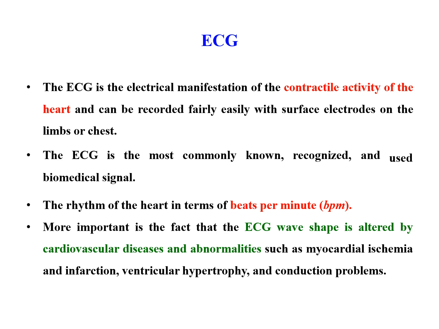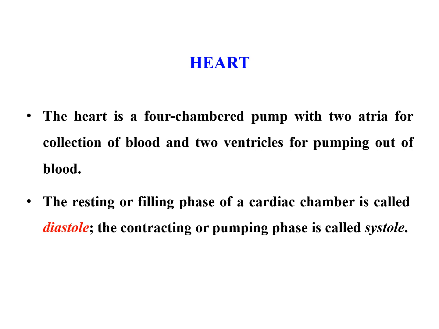More important is the fact that the ECG wave shape is altered by cardiovascular diseases and abnormalities such as myocardial ischemia and infarction, ventricular hypertrophy and conduction problems. Next, the heart. The heart is a four-chambered pump with two atria for collection of blood and two ventricles for pumping out blood. These are the chambers of the heart.